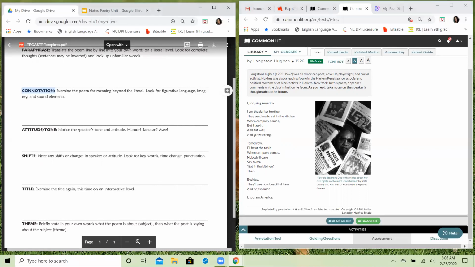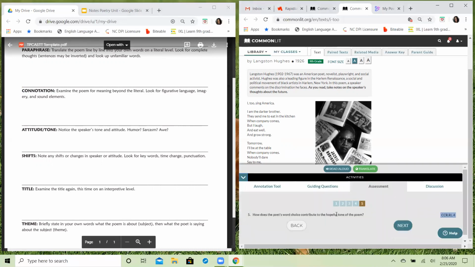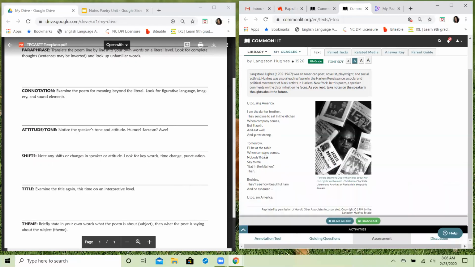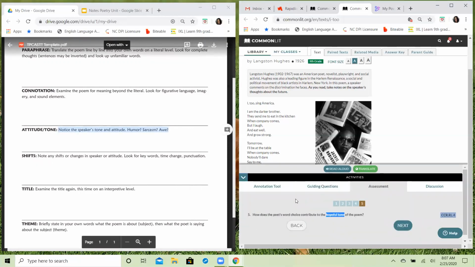We have attitude and tone. Next in our TPCASTT template, notice the speaker's tone and attitude: humor, sarcasm, all of that. Again, when we get to our assessment questions down here, there's a hopeful tone in this poem. So use that information to answer your question there. What does this hopeful tone mean? What is the author trying to convey to the audience? And if you get this right here and you can put this into your own words, then you're likely going to get some of these earlier multiple choice questions right on this CommonLit as well.